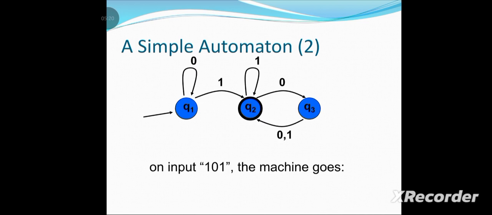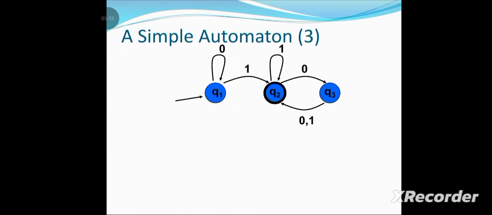So consider this particular automaton. We have an input 101. From the Q1 state, when it finds 1, it goes to Q2. When it finds 0, it goes to Q3. Again 1, it comes back to Q2. So Q2 is the accept state here. So this particular input will be accepted by the machine, that is your automata.